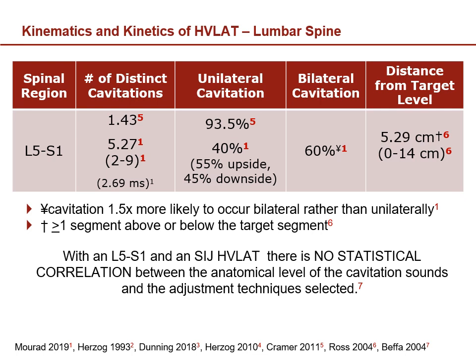And then the distance from the target segment is a bit more than that of the thoracic spine, and certainly more than that which we saw in the cervical spine, with almost 5 centimeters of displacement. However, you can see the range there is quite significant, as much as up to 14 centimeters from the target segment. Cavitations are 1.5 times more likely to occur bilaterally than they are unilaterally. And specifically, the 5.29 centimeters displacement is greater than one segment above or below the target segment. That's what 5.29 centimeters equated to within these subjects.